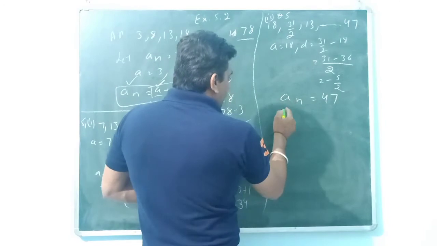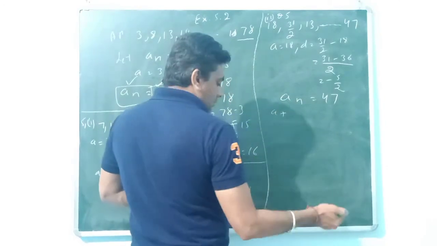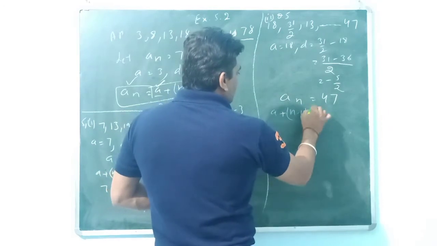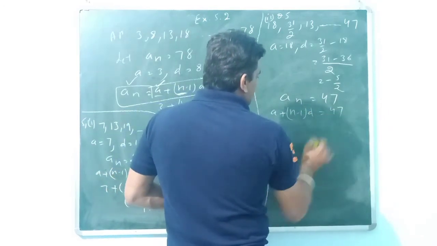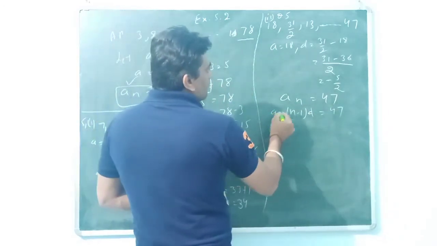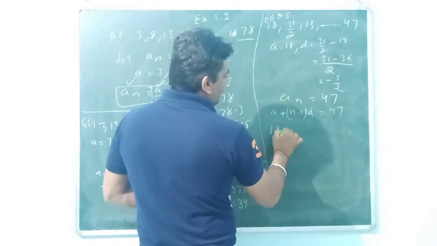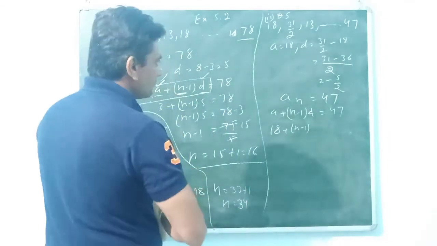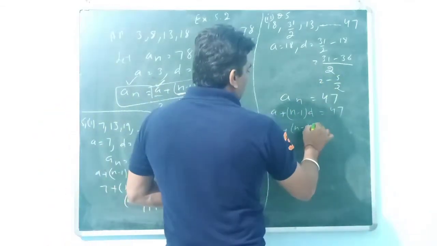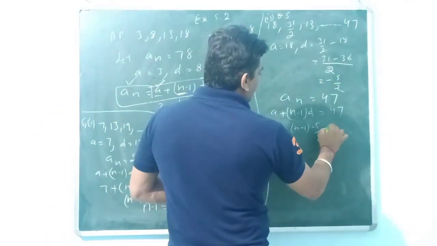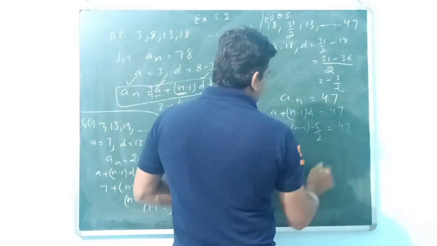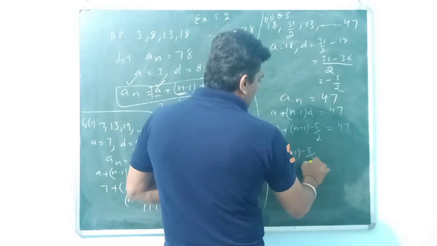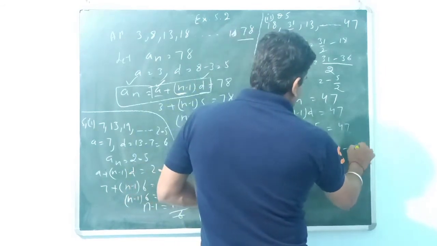Again put the formula of an, which is a plus (n minus 1) into d equal to 47. What is a? 18. (n minus 1) into what is d? d is again minus 5 by 2, and it is 47. Now (n minus 1) into minus 5 by 2 equals 47 minus 18.